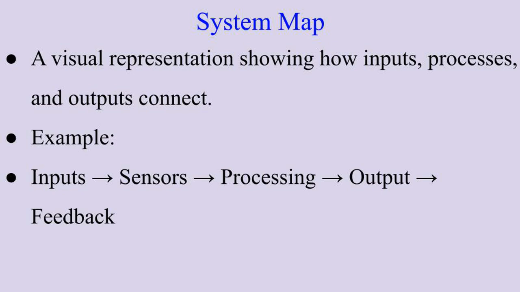System maps show how the parts of an AI system interact. For example, in a weather system, sensors collect data, the model processes it, and the output predicts tomorrow's weather. It's like a map of the entire AI journey.